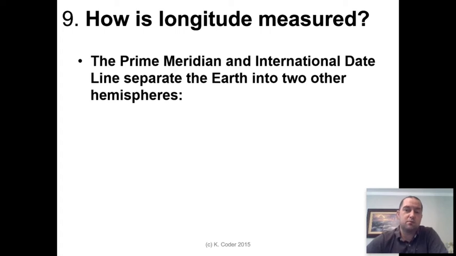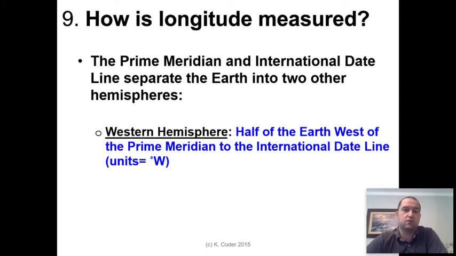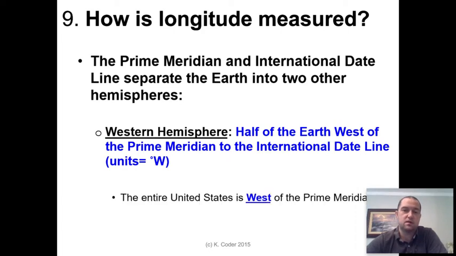So the prime meridian and the international date line separate the Earth into two hemispheres. We have the Western Hemisphere, half of the Earth west of the prime meridian to the international date line, and its units are degrees west. So the entire United States is west of the prime meridian. If you remember, when we were talking about lines of latitude, the United States is to the north. So we are in the northwest quadrant on the map.